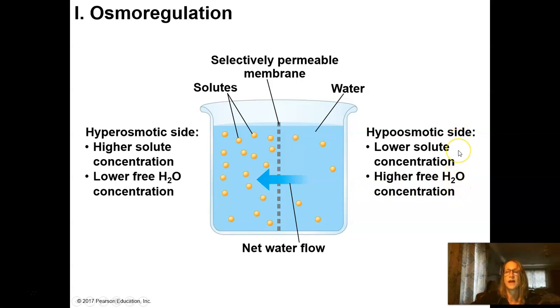The hypoosmotic side, on the other hand, will have a lower solute concentration in general, and that is going to cause high water potential, or higher free water concentration, and the net water flow across a semi-selectively permeable membrane will go from the hypoosmotic side down the water gradient to the hyperosmotic side. And that is osmosis, just using some different terms than what we used before.